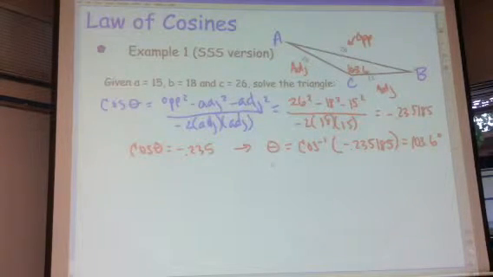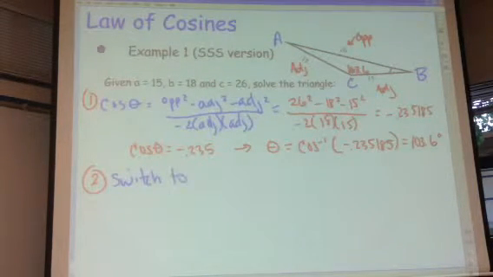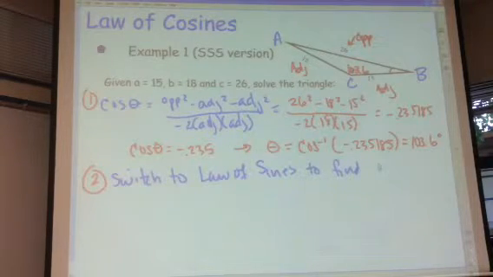Now I can use that to go get my other side. So let's go ahead and solve for angle A up here. It doesn't really matter. Actually, we'll do angle B. We'll do this angle right there next. So this is step 1, find the obtuse angle. Step 2, we're going to find this other angle. Well, now I have an angle and a side and a side. So I want to use law of sines. So we're going to switch to law of sines to find angle B.